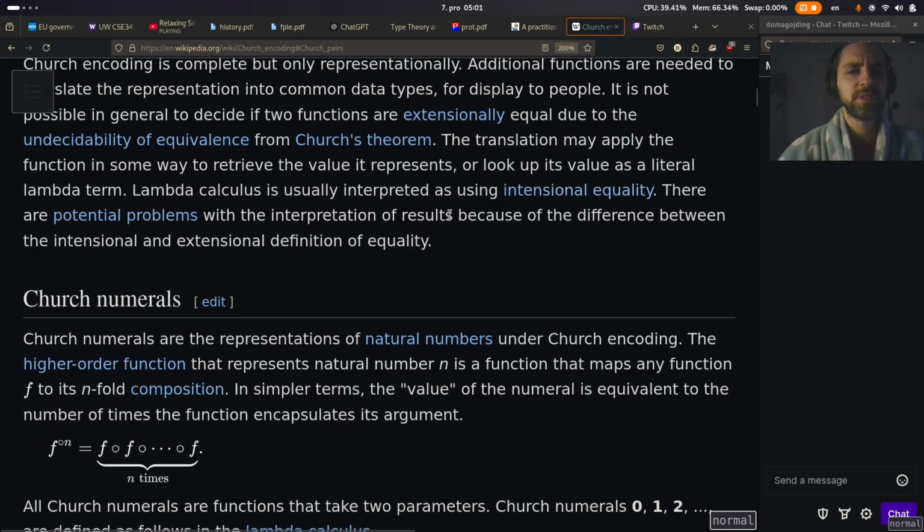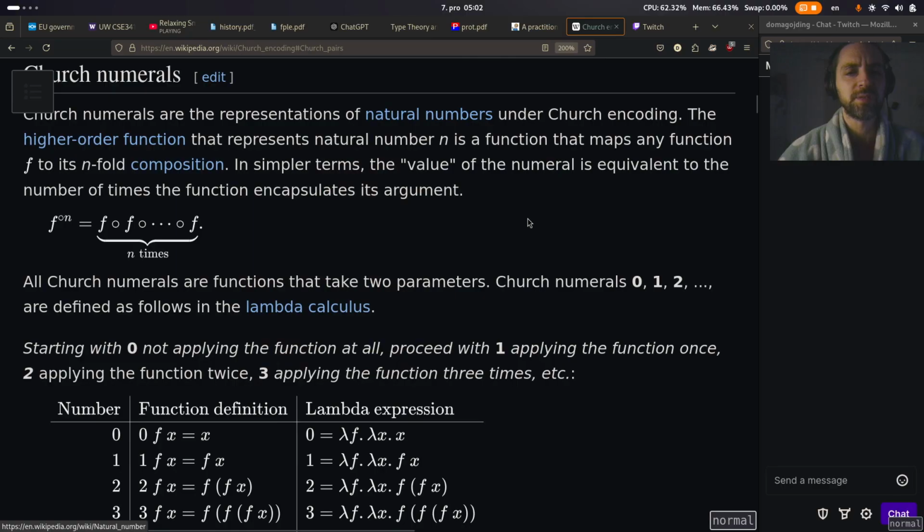Lambda calculus is usually interpreted as using intensional equality. There are potential problems with interpretation. Okay, that's now another deep subject.